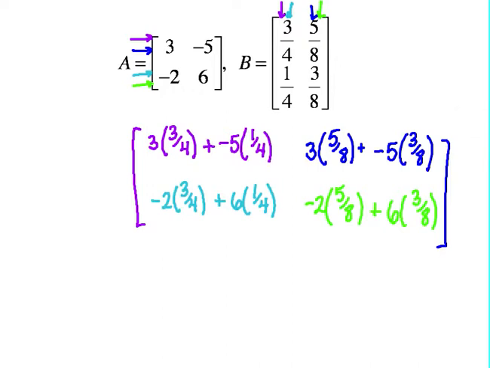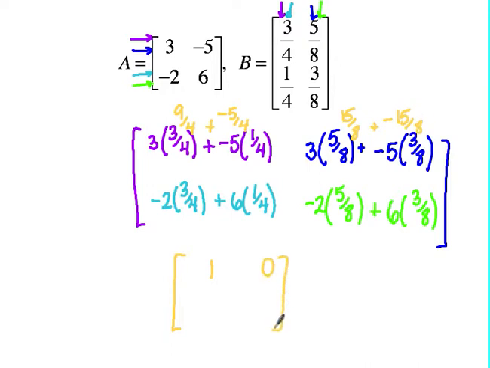Here I'm going to take 3 times 3, and I'm going to put that over 4. So I really get 9/4 plus, what's negative 5 times 1? So basically I have 9/4 plus negative 5/4. What is that going to give me? 4/4, which is 1. On this next one, 3 times 5/8. I'm going to take 3 times 5 and get 15/8. Then negative 5 times 3 gives negative 15. So when you add those together, what do you get?